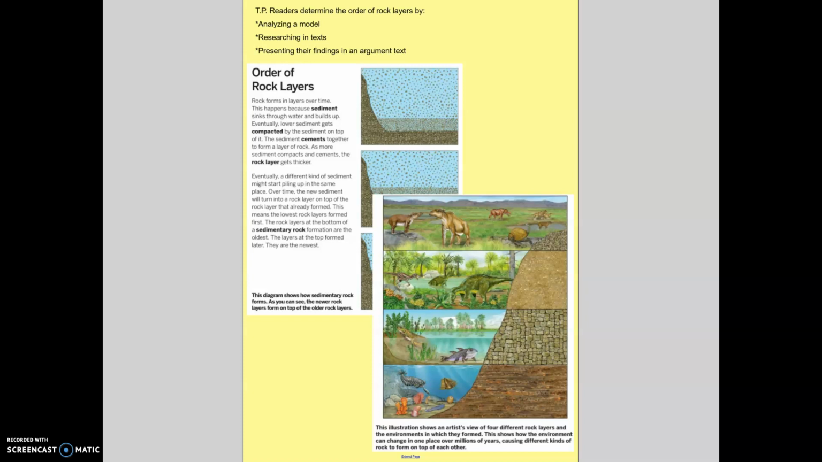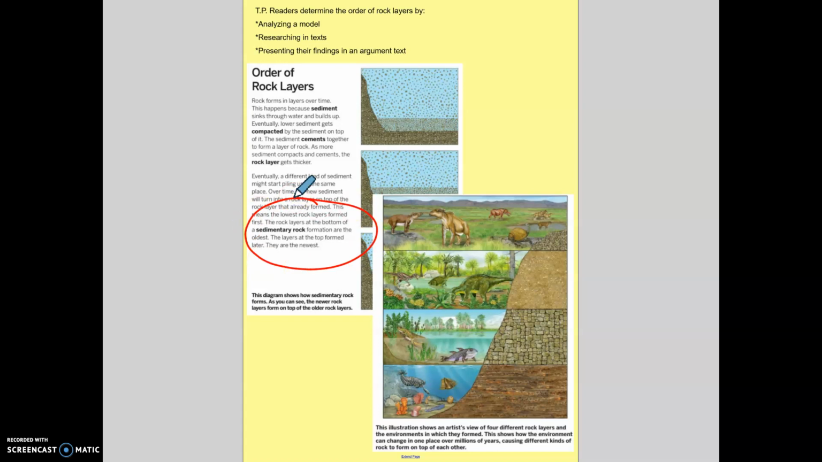Eventually, a different kind of sediment might start piling up in the same place. Over time, the new sediment will turn into a rock layer on top of the rock layer that already formed. This means the lowest rock layers formed first. The rock layers at the bottom of a sedimentary rock formation are the oldest. The layers at the top formed later, and they are the newest.